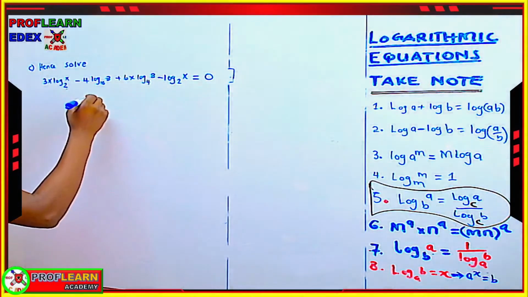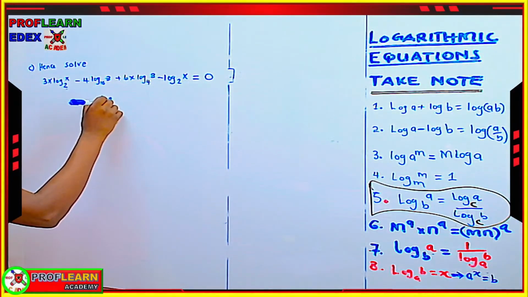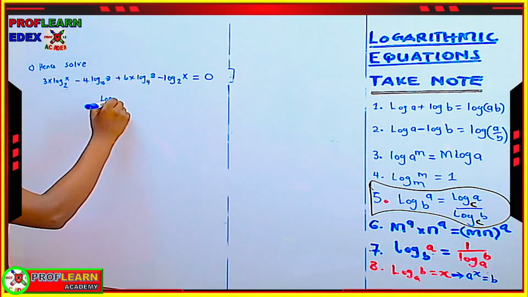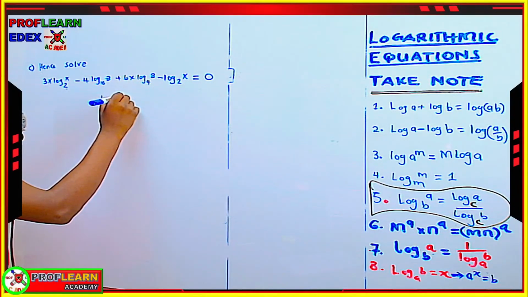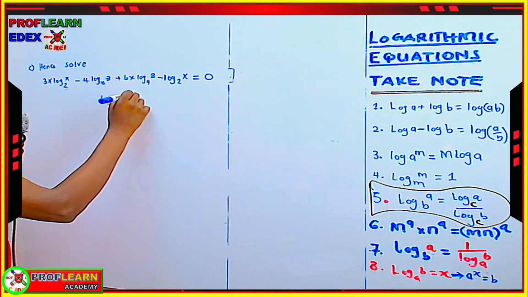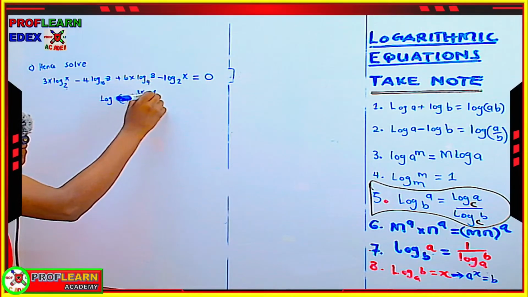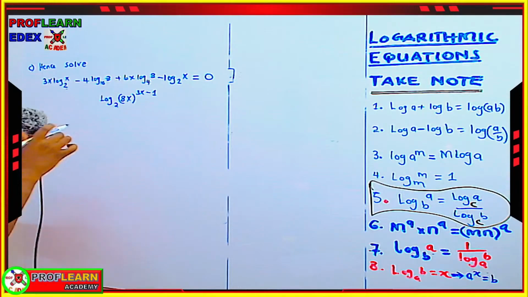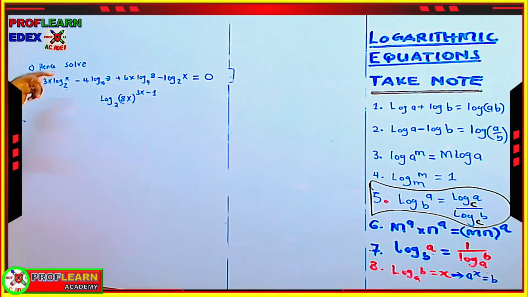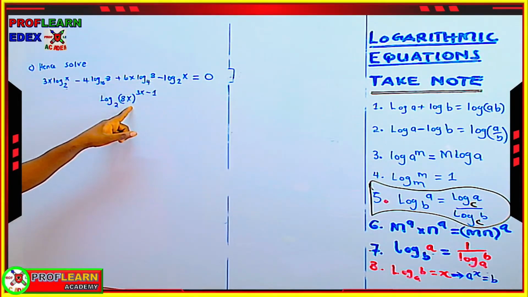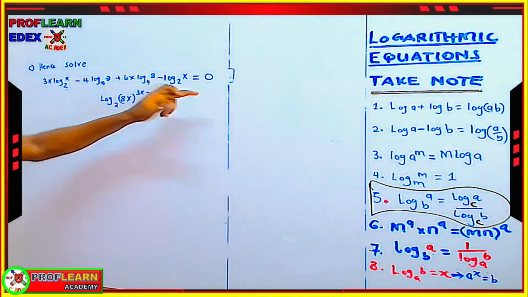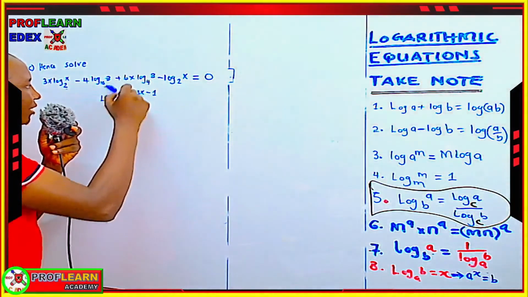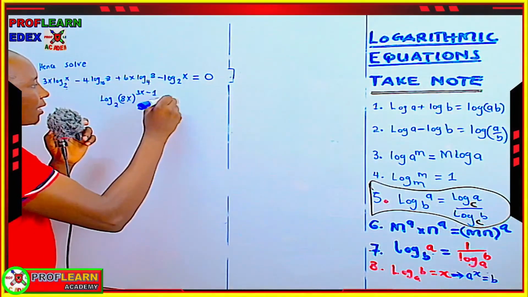And in order to proceed, we can divide by 3x minus 1. Let's see what's going to happen. This will cancel out, and finally we shall have log 8x base 2 is equal to 0. Now, in index notation, how can this be expressed? Log b base a equals x can be written as a power x, the base raised to the number that you have at this position.